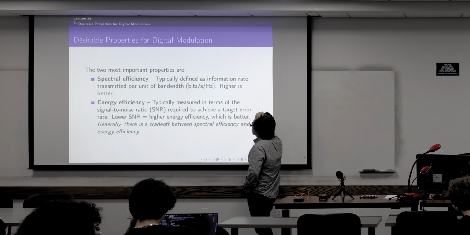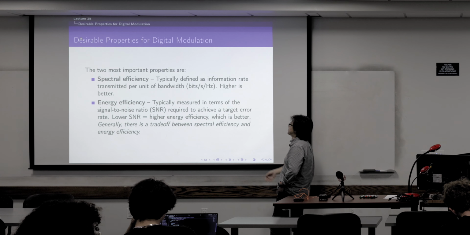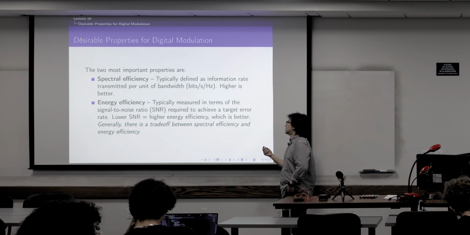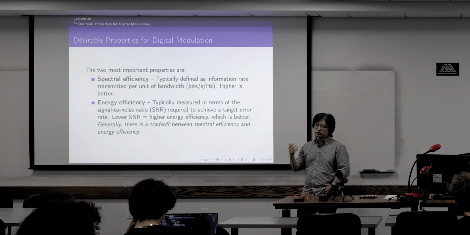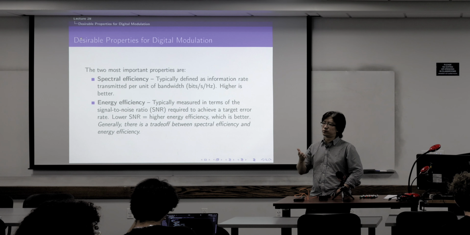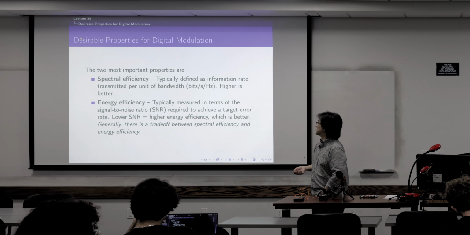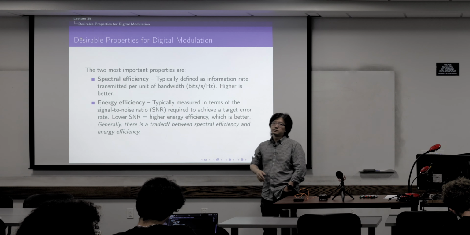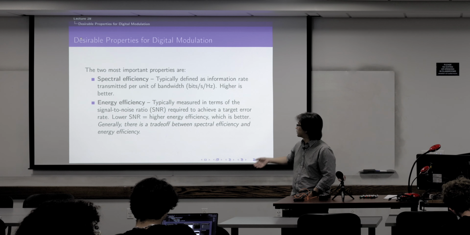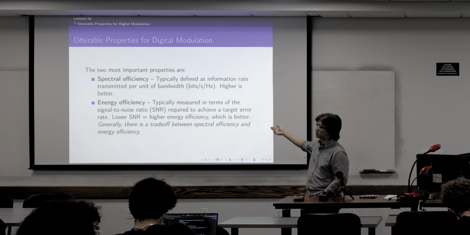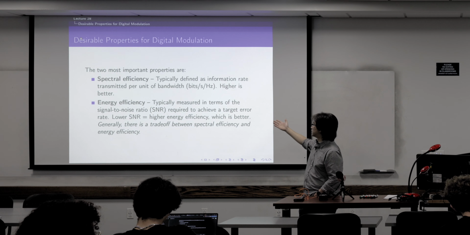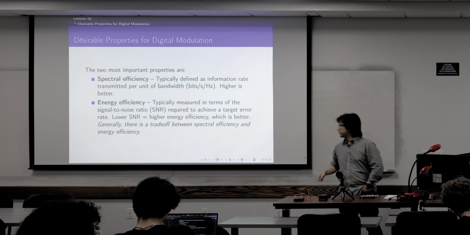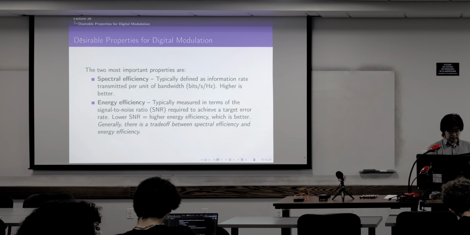The other one is energy efficiency. Normally we measure that in terms of signal-to-noise ratio. Of course we want a high SNR, but normally that costs lots of energy. So a lower SNR normally means it's more energy efficient. And clearly there's a trade-off between energy efficiency and spectral efficiency. If you want a higher spectral efficiency, you may need more energy, which means worse energy efficiency. We're going to investigate that later in this class.